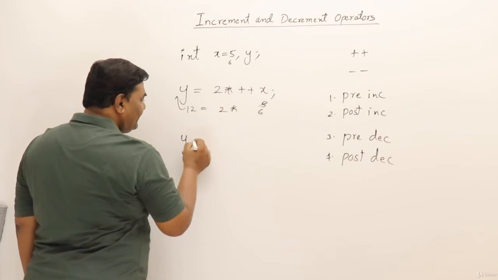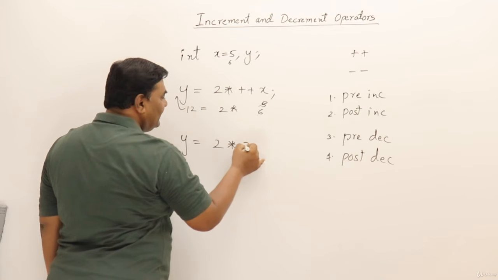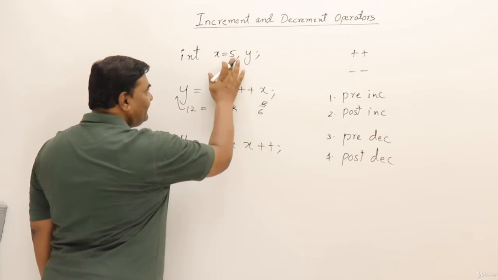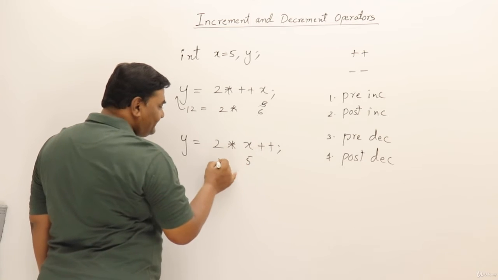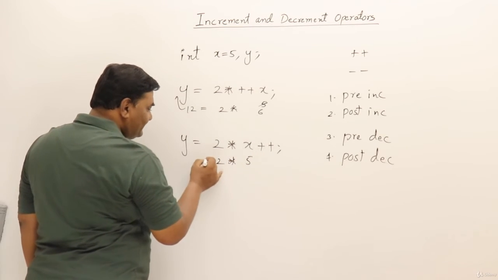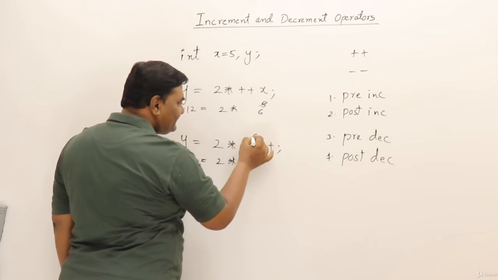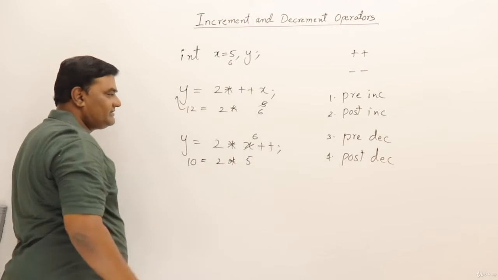Now instead of this, if I write 2 into x plus plus, then first the value of x is what? 5. Then that is multiplied with this one. That result is 10, and later the value of x is changed to 6. So this becomes 6 afterwards.